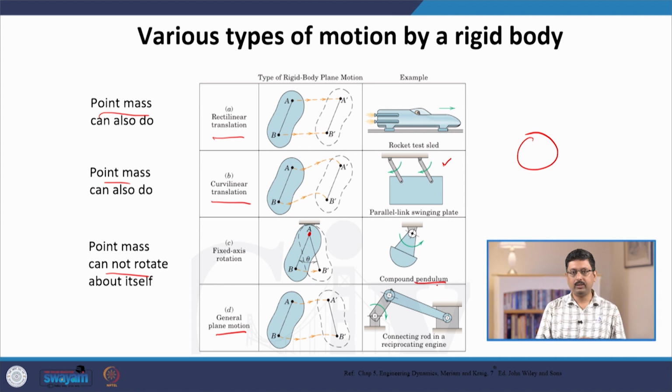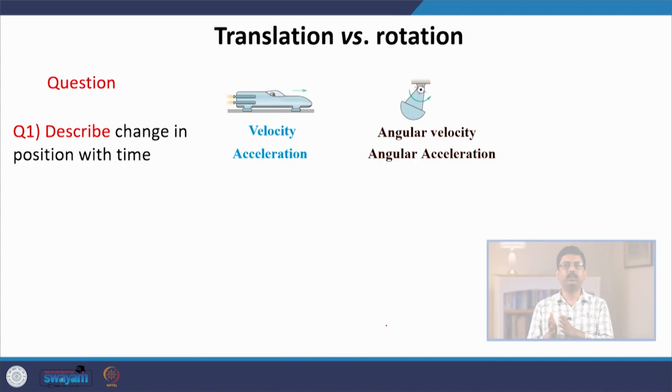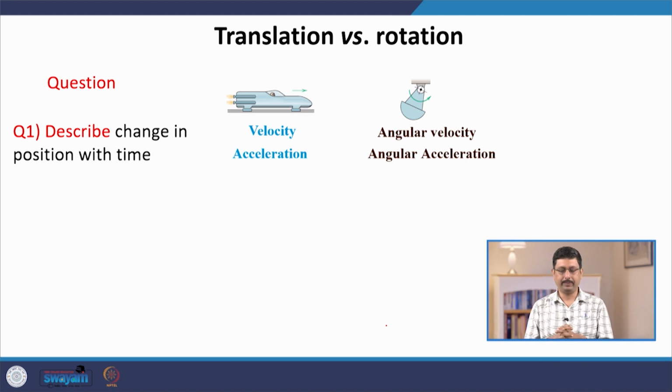Here some part is rotating and the other part is translating. We took this example when we discussed the principle of virtual work and constraint motion. But this is also an example where you have a combination of translation and rotation. Now, translation versus rotation, what are the similarities and differences?